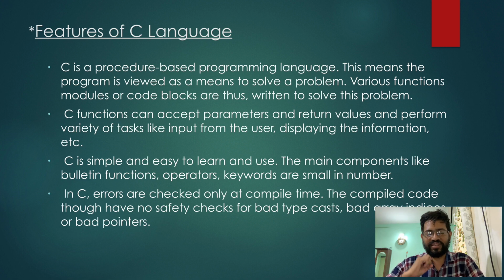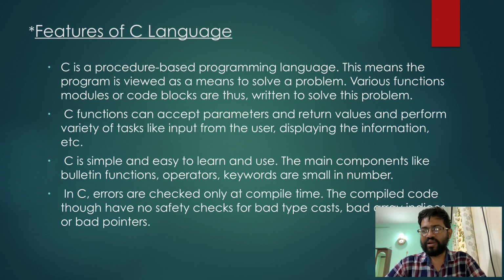So, features of C language. Let's look at the features of C language. C is a procedure-based programming language. This means that a program is viewed as a means to solve a problem. Various functions, modules, or code blocks are thus written to solve this problem. So in C, you can write functions, modules, or blocks to solve any particular problem.